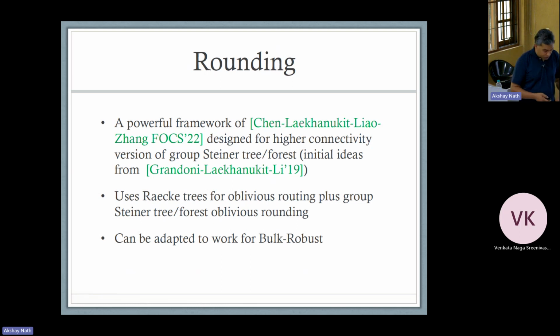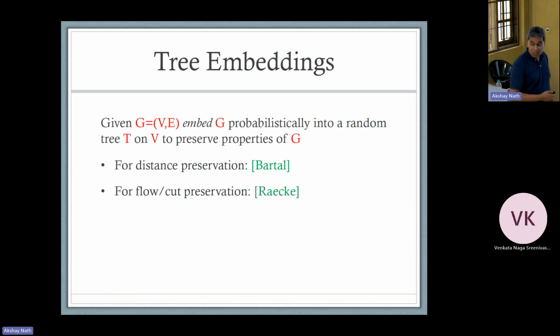Okay, so I don't have time to even get into the problems and the approach, it will take a lot of time, right? But I want to tell you what ingredients they use. The two ingredients they use are Räcke trees and oblivious rounding for group Steiner forest. These are mumbo jumbo if you don't know the background, right? But I want to tell you about these tree embeddings, which are very powerful.